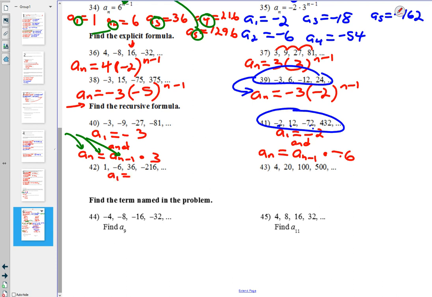Here, a sub 1 is, and then every number that is to come after is equal to the number that came before it times. Yeah, this one also happens to be negative 6. A sub 1 is equal to 4. And every number that comes after is equal to the number that came before it times 5. 5 is the common ratio.